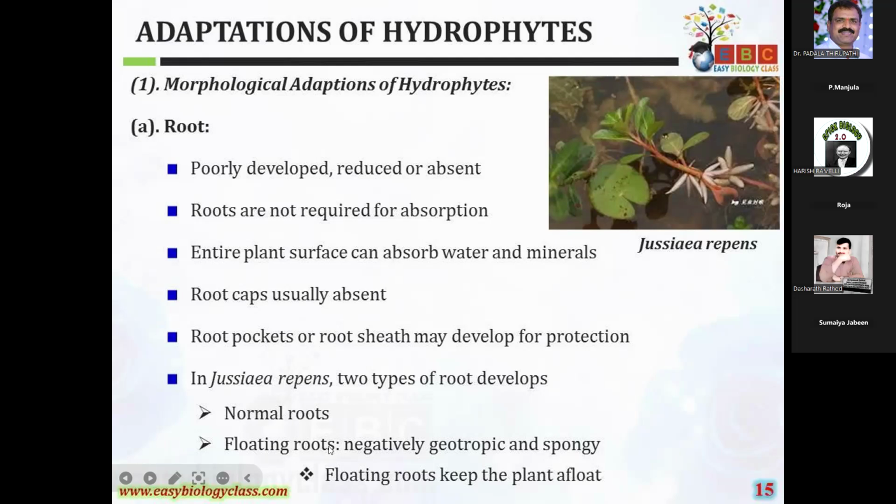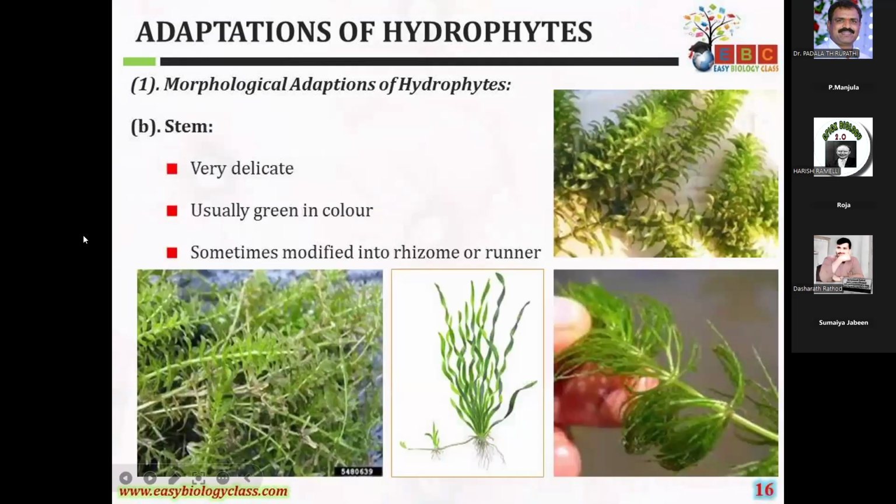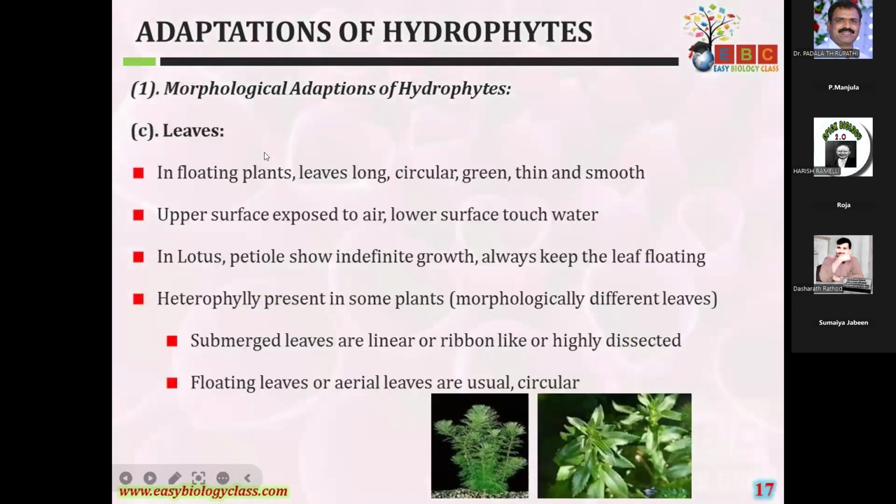Generally roots are positively geotropic. But floating roots are negatively geotropic and spongy, and mainly keep the plant afloat. Next one is the stem. In hydrophytes, the stem is also very delicate and green in color, and modified into rhizome or runner. Next, leaves. Generally the leaves are long, circular, green, thin and smooth.